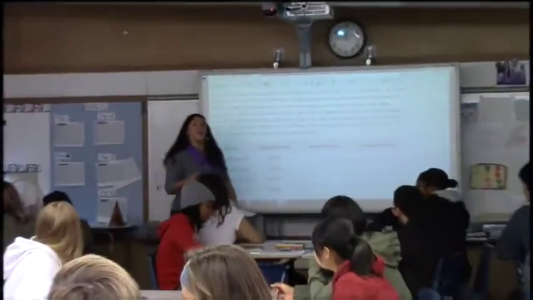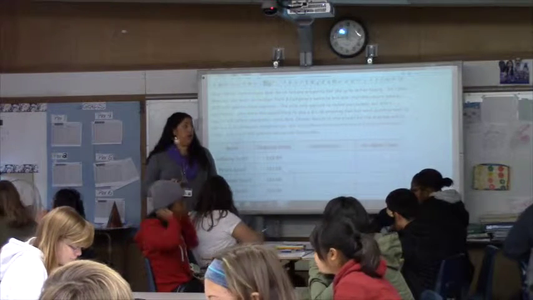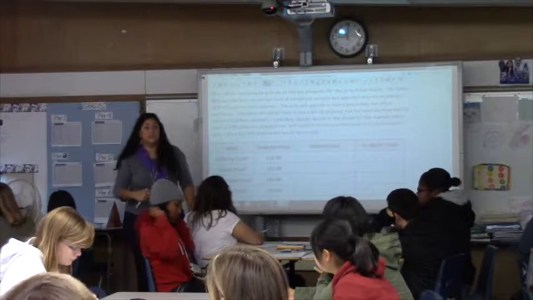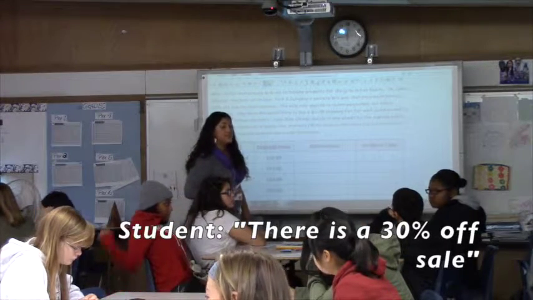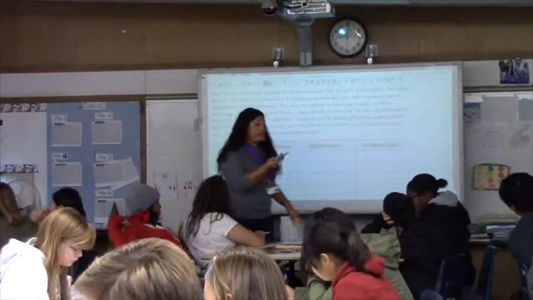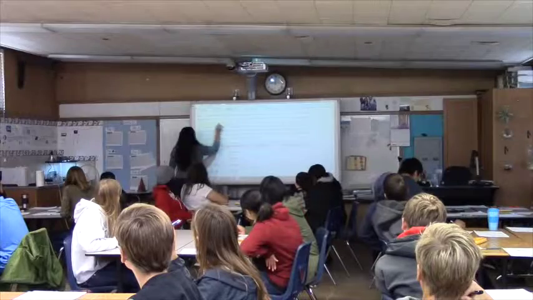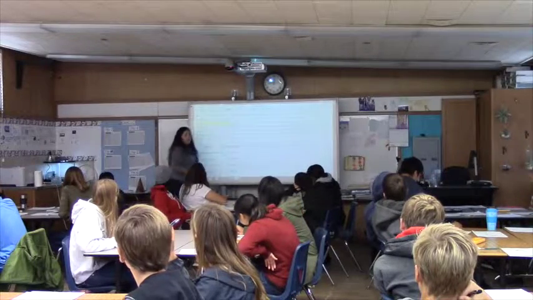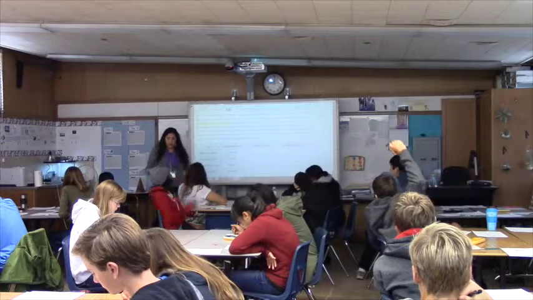Okay, so, what information in this problem is important? What's important? That there's a 30% off sale. So 30% off, we want to make sure that we highlight this. Sale, right? That's important for us. If I'm going to buy them online, I'm going to get 30% off. What else is important?